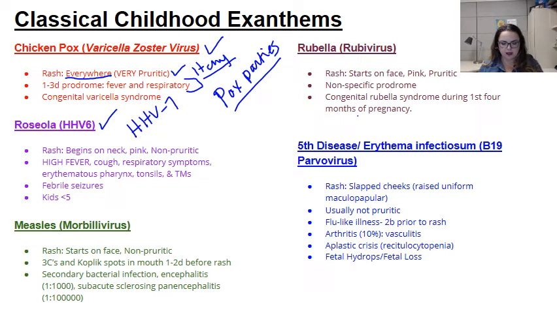Really, this one begins with high fever and respiratory symptoms. And when I say high, I mean pretty high. You can see little babies with fevers of 103 to 104, really, really high fevers. And that's why it's sometimes associated with febrile seizures. Kids younger than 5 tend to get this one.